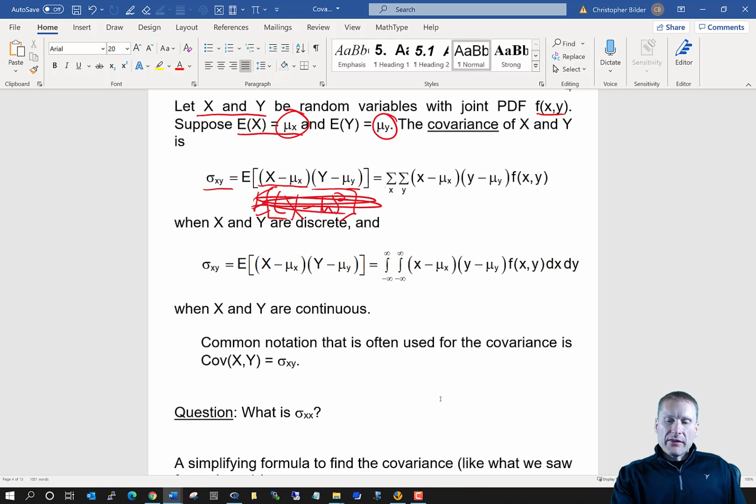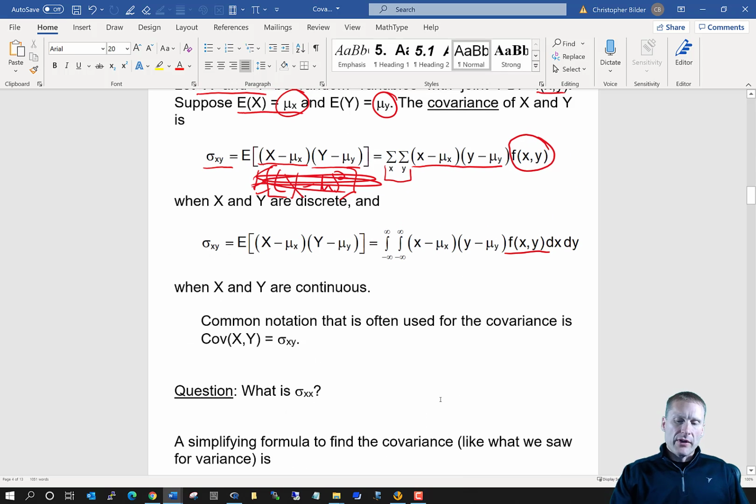Now the way to find this is that since I have two random variables, I sum over all possible values that x and y can take on. And what am I summing? X minus mu x times y minus mu y times the corresponding probability that you observe a particular value of x and a particular value of y. When x and y are continuous, then we again replace the summations with integrals and slightly change the meaning of what f of xy represents.